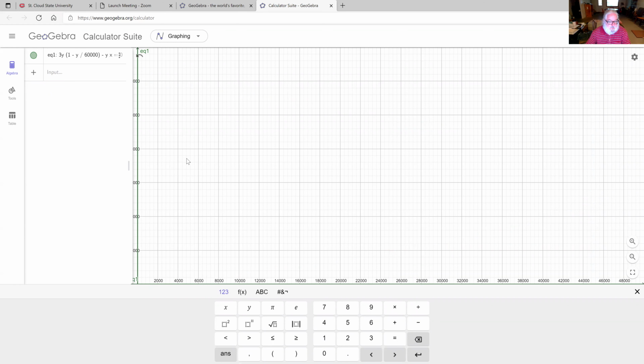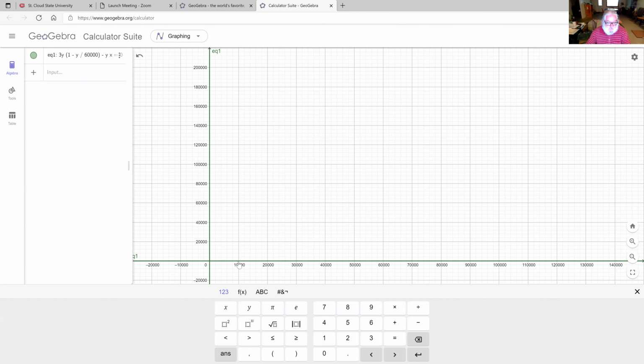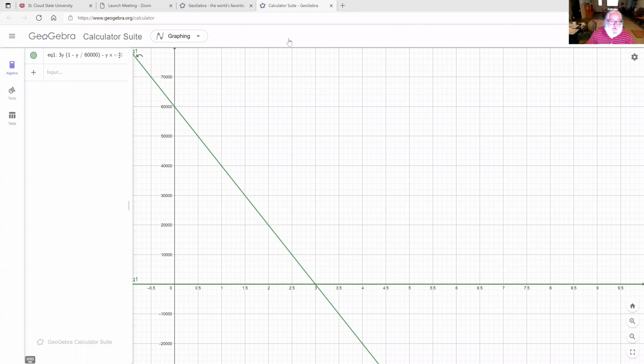And that gives us something that's hard to see because you can see there's some green lines there, but our scale is kind of screwed up. So let me change the scale a little bit and we will see what we get. Okay, so I've tweaked the numbers a little bit so we get a decent picture here. Note that the x coordinate is now at 3, we get this intersection, and then 9.5 out to the right. The y coordinate still goes up to 60,000.